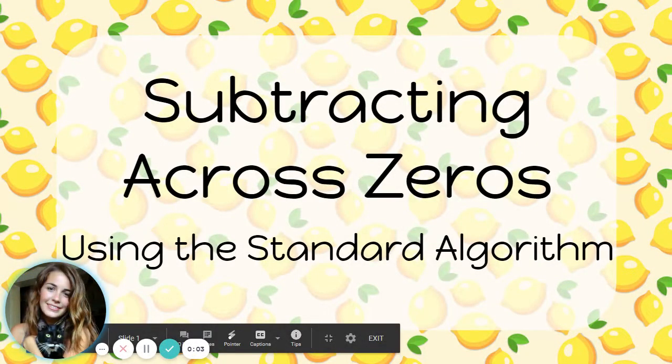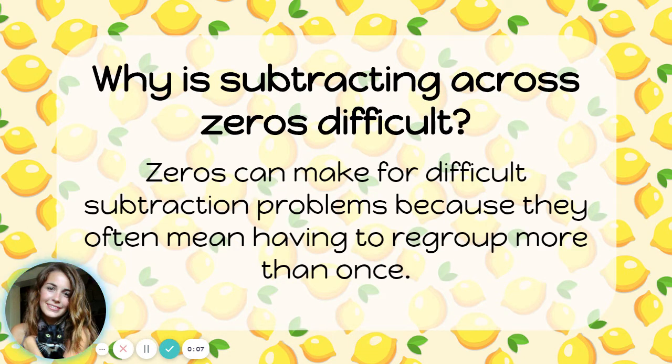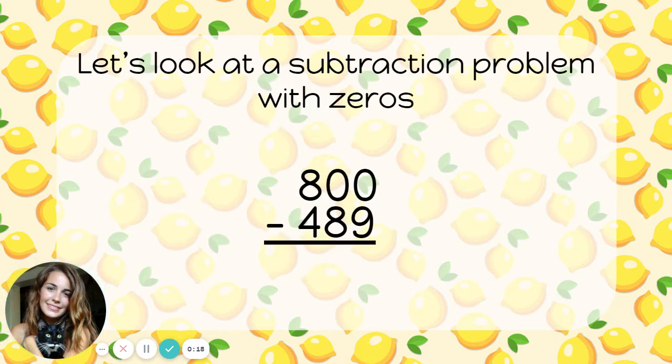Subtracting across zeros using the standard algorithm. Why is subtracting across zeros so difficult? Zeros can make for difficult subtraction problems because they often mean having to regroup more than once. Let's look at a subtraction problem with zeros.